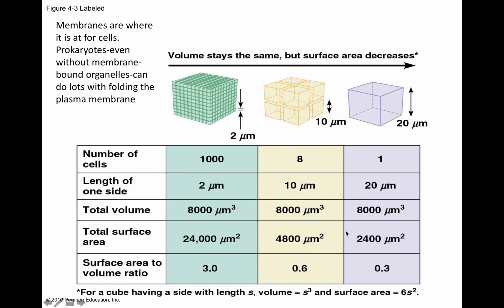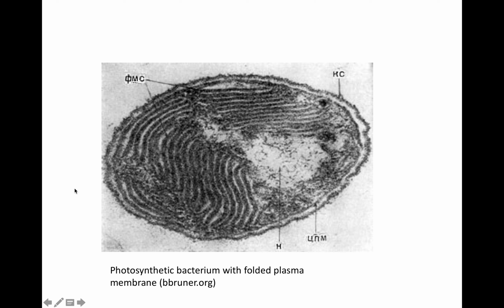Here's an example of a prokaryotic cell that has adapted by taking its outer membrane and folding it repeatedly on the inside to get lots of membrane surface area. That membrane surface area can perform photosynthesis very similar to what a chloroplast would do, even though this is a bacterium and not a eukaryote.